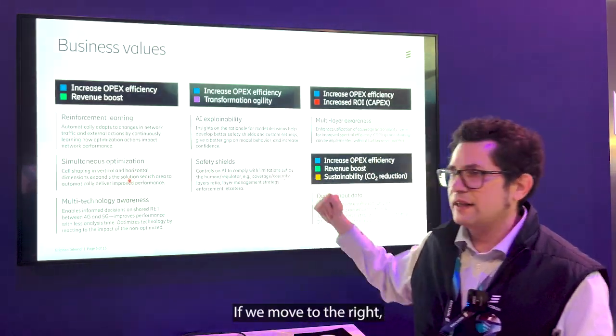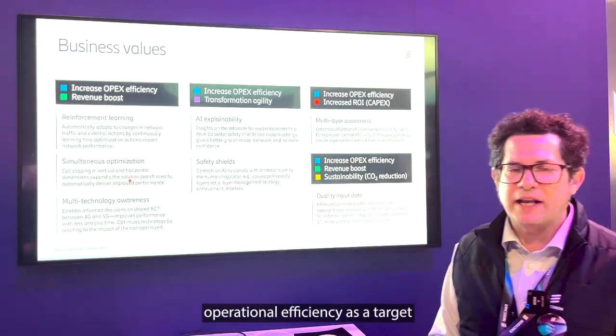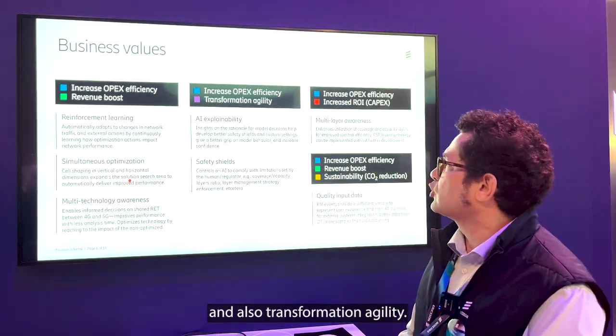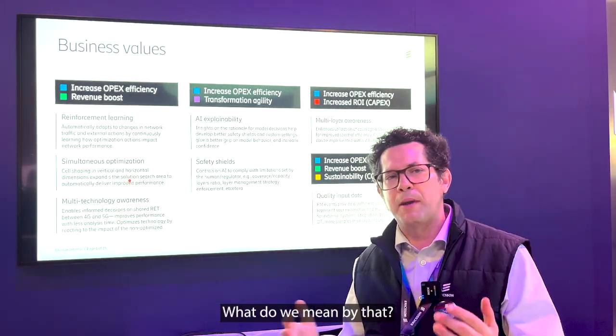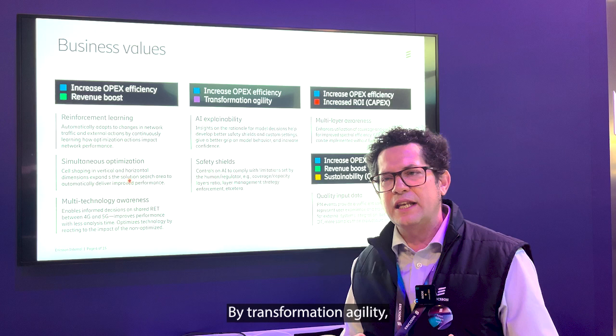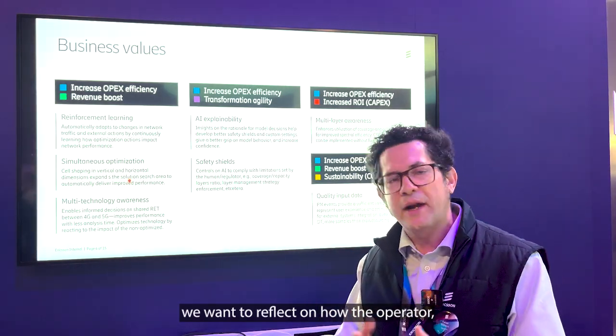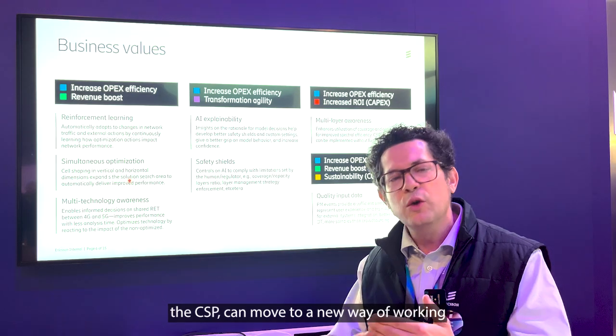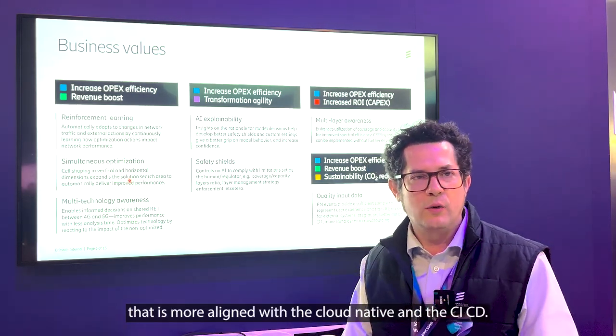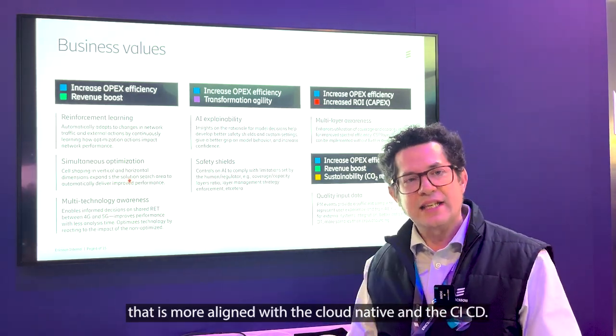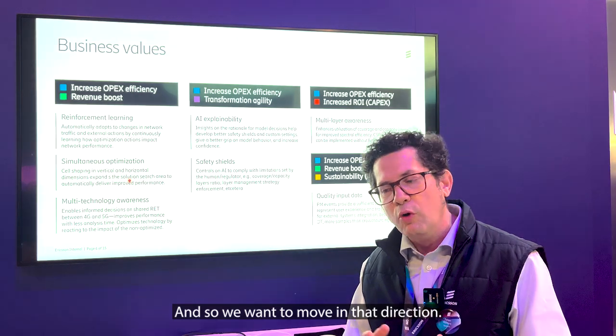If we move to the right, then again, we have increased operational efficiency as a target, and also transformation agility. What do we mean by that? By transformation agility, we want to reflect on how the operator, the CSP, can move to a new way of working that is more aligned with the cloud native and the CI/CD, right? And so we want to move in that direction.